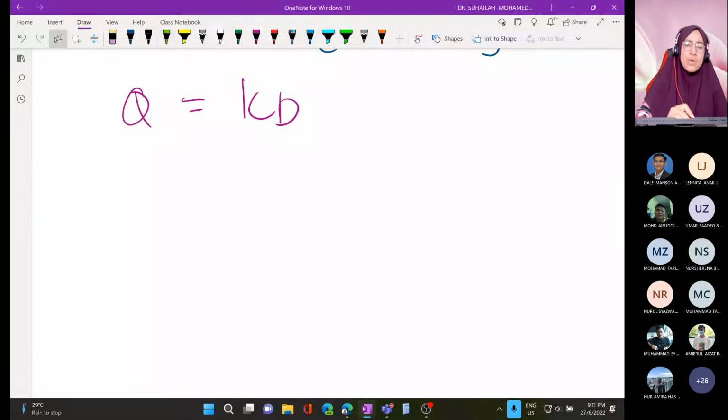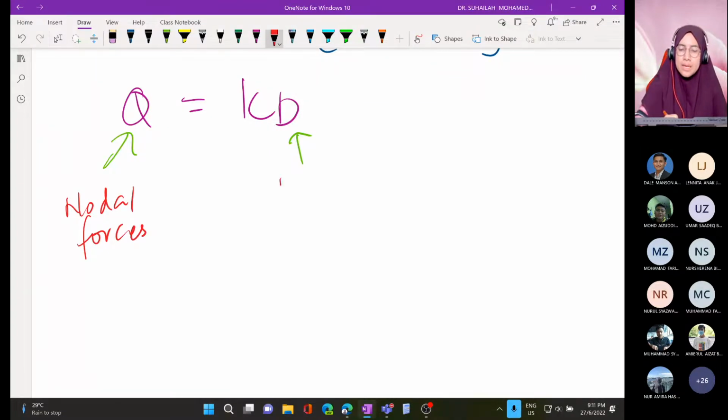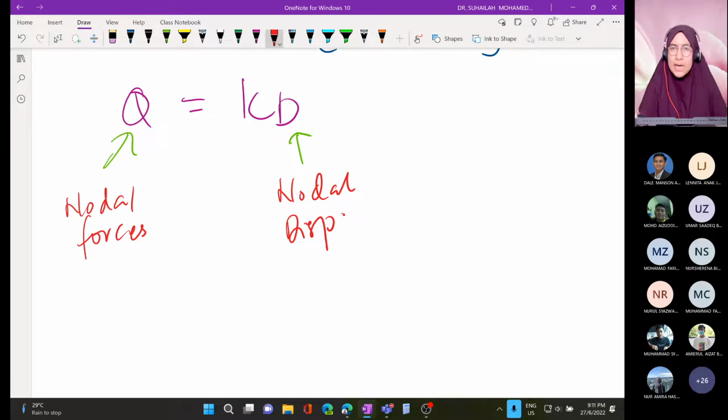Now we want to focus on these two first. Q is nodal forces. D is nodal displacement. Nodal forces, nodal displacement. There are 8 values, from Q1 until Q8, and from D1 until D8, because there are 8 degrees of freedom.